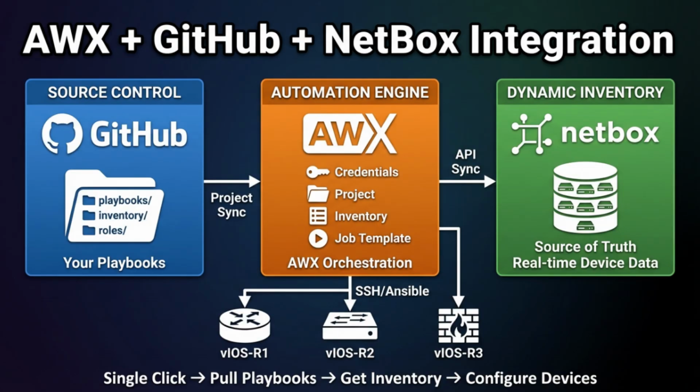And here is the flow. AWS does the project sync, pulling the playbook from GitHub. AWS queries the Netbox API, gets the current device inventory, and you click run or a schedule triggers. AWS connects to your devices via SSH. The playbook executes. Single click: pull the playbooks, get the inventory, configure the devices. Clean, repeatable, fully version controlled, and that's modern automation.